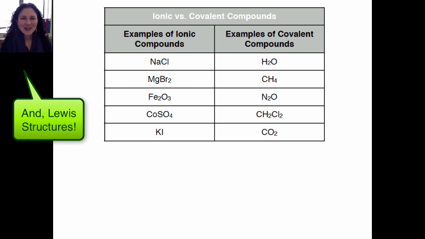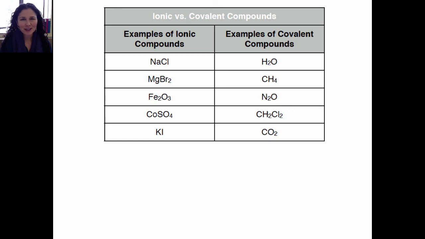Hi, this video is to help you through the activity on binary covalent compounds. Last time we talked about ionic compounds and how to name them. Notice that in the table on your activity, all of the ionic compounds have a metal and a nonmetal. On the other hand, covalent compounds have all nonmetals.